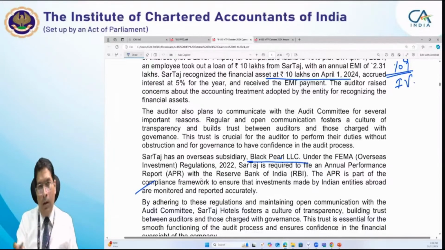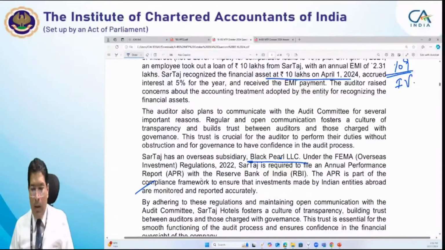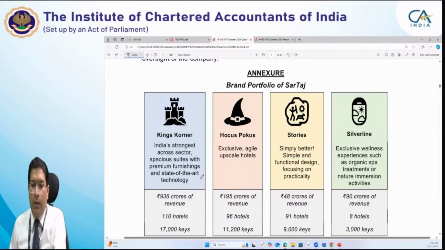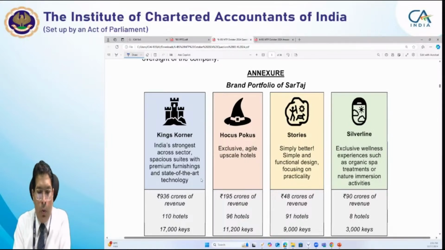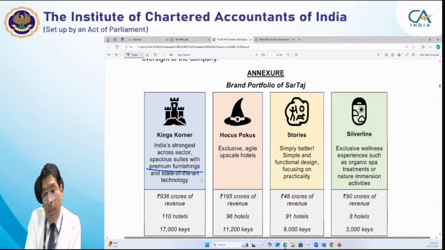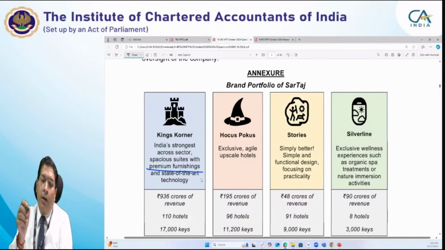I will later connect with MCQ. Okay. Here they have given the brand portfolio of Sartaj. King's Corner, India's strongest across sector, spacious suits, premium furnishing. Because it is related with premium, it means they have created the King's Corner brand because of differentiation strategy. Okay, this is premium.